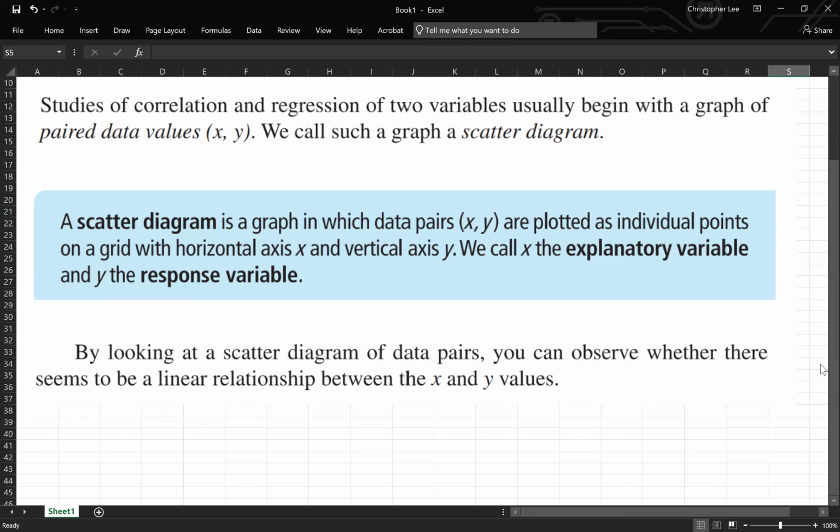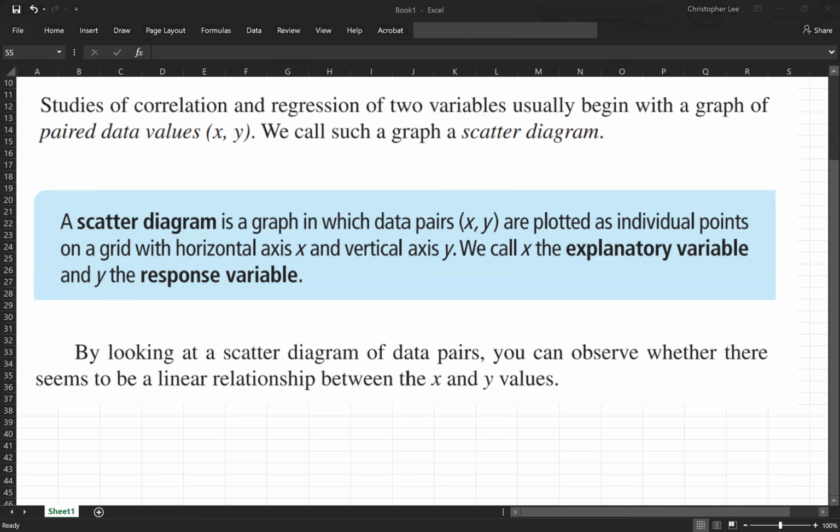By looking at a scatter diagram of data pairs, you can observe whether there seems to be a linear relationship between the X and the Y values. Let's look at an example real quick.